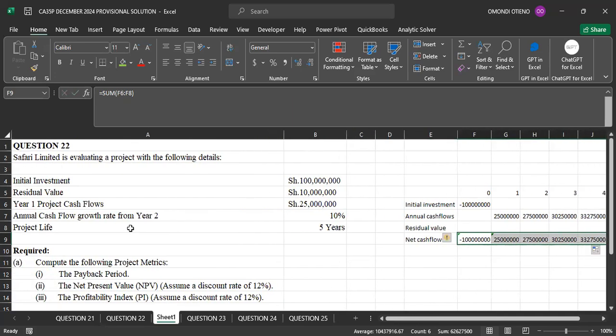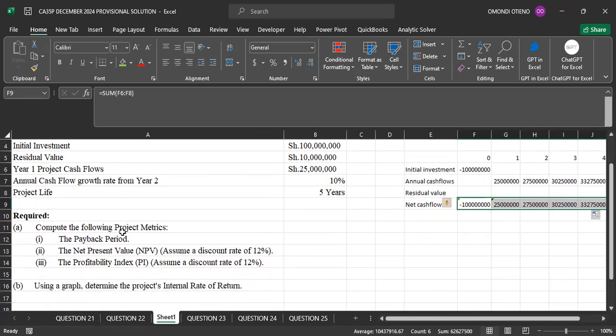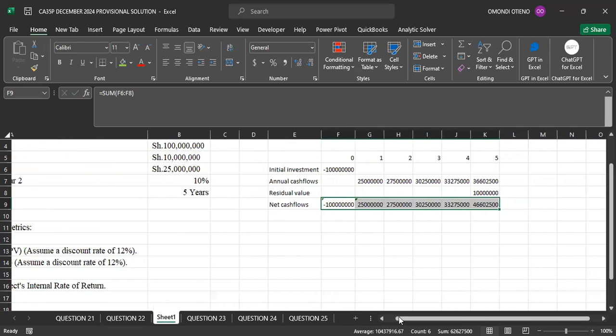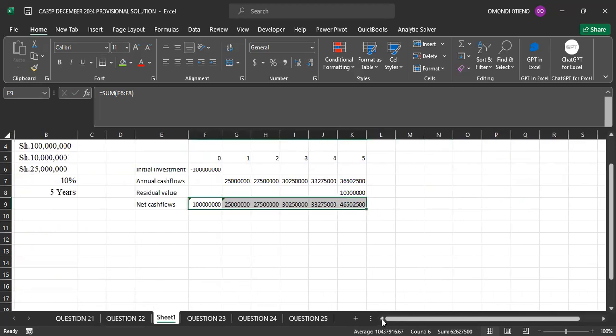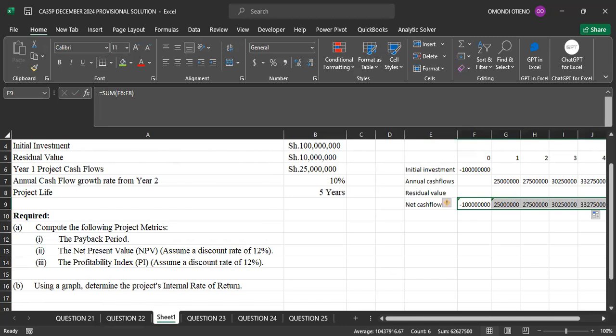So what is the question as per the exams here? We were told to compute the following project metrics. The first one is payback period. Payback period is that period when the company is able to recoup back the initial investment amount, the initial outlay amount. As you can see, for us to be able to recoup back the initial investment amount, we need to determine the cash flow until we arrive at 0, if you are going to use this, or arrive at 100 million. So what are we going to do?